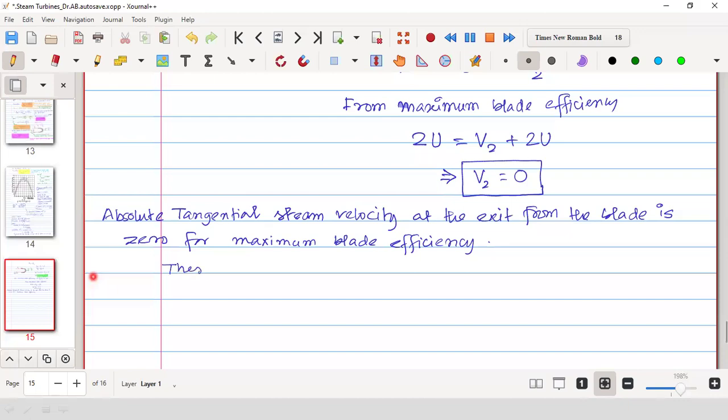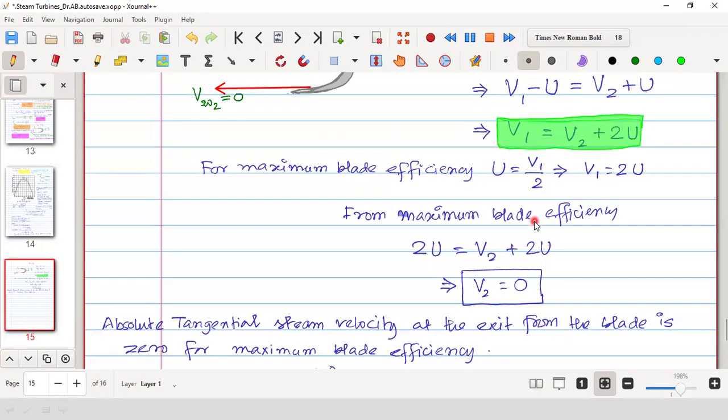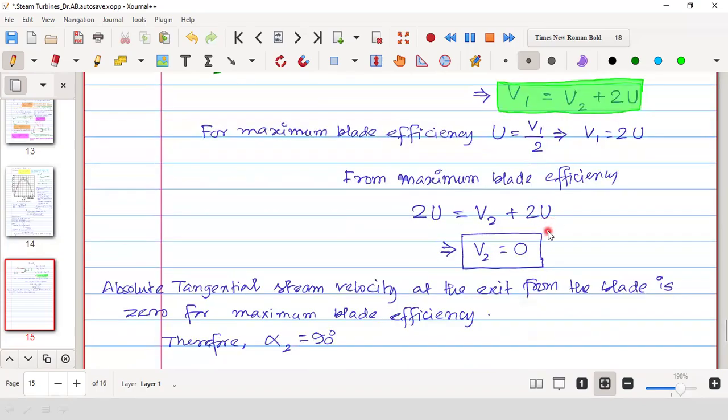Therefore alpha 2 will be 90 degree. That means এটা তো আমরা ট্যানজেনশিয়াল ধরেই নিয়েছি। That means if there is some other angle of the blade and the steam entering and leaving at some other angle, then tangential component will be zero, and other component, that means axial component, there will be positive axial component, and that will be basically only axial component. So for other blade angles.